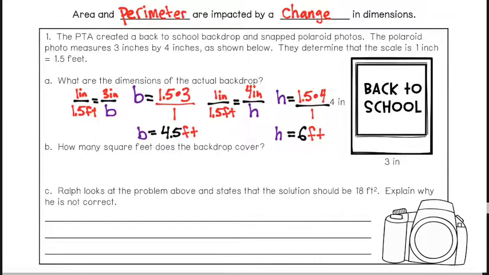So how many square feet does the backdrop cover? Well, I just take my base and multiply it by my height. Base times height would be 27 feet squared.